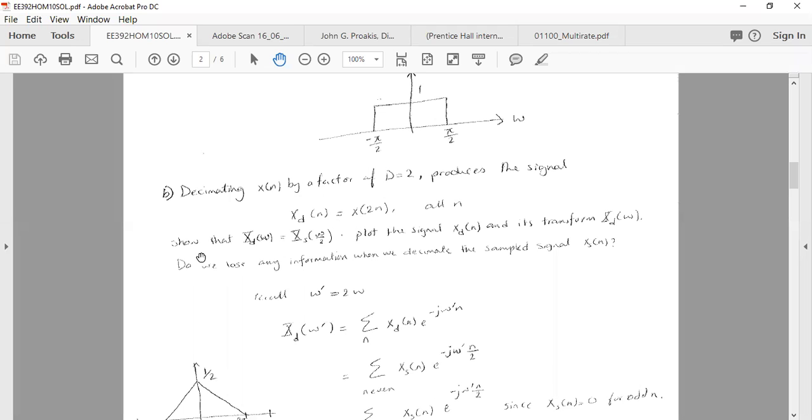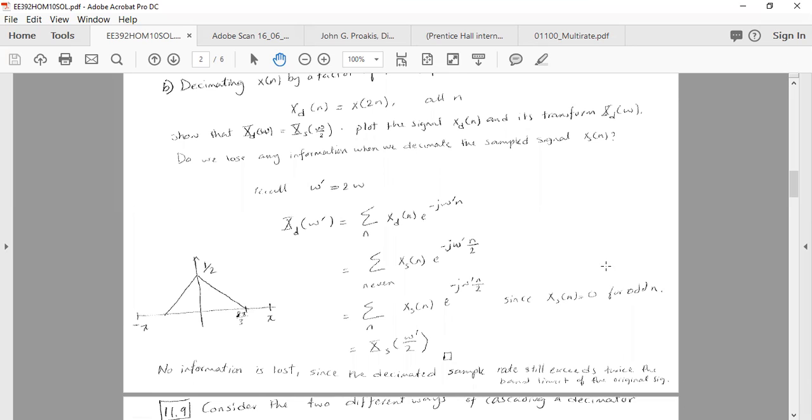Now it says, show that X_d(omega), basically the frequency response of the decimated signal, is equal to the frequency response of the sampled signal where omega is divided by 2, right? Plot the signal x_d[n] and its Fourier transform X_d(omega). Do we lose any information when we decimate the sampled signal x_s[n]? So that is what we need to check, right? So let's avoid this for now.